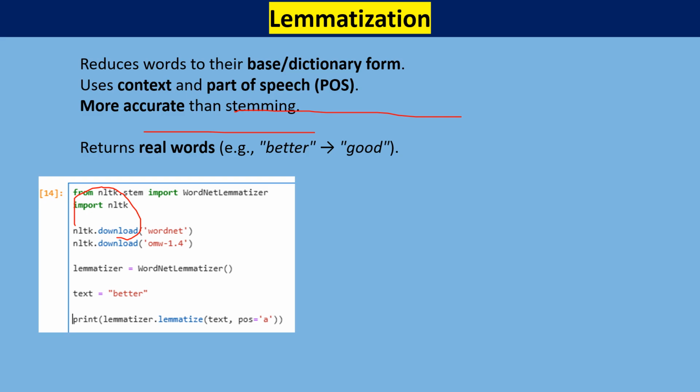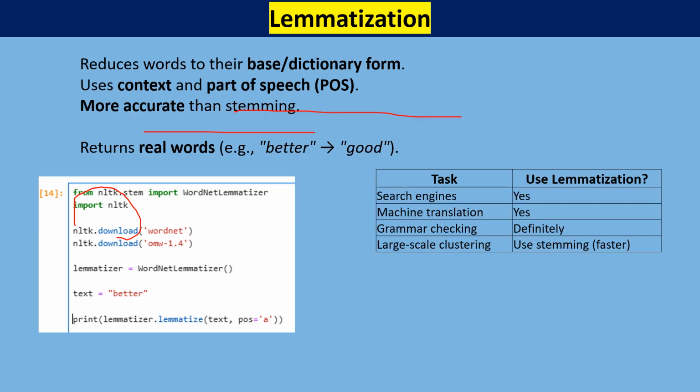It is powered by WordNet, a lexical database of English, while stemming might turn running into run. It could also turn universe into univers, a non-word. Lemmatization ensures that every result is a real word. Context matters, making it ideal for tasks where grammar or meaning is important, like question answering or chatbots.